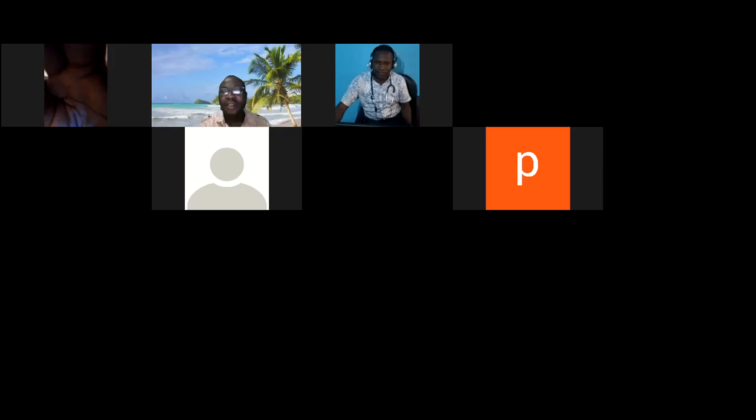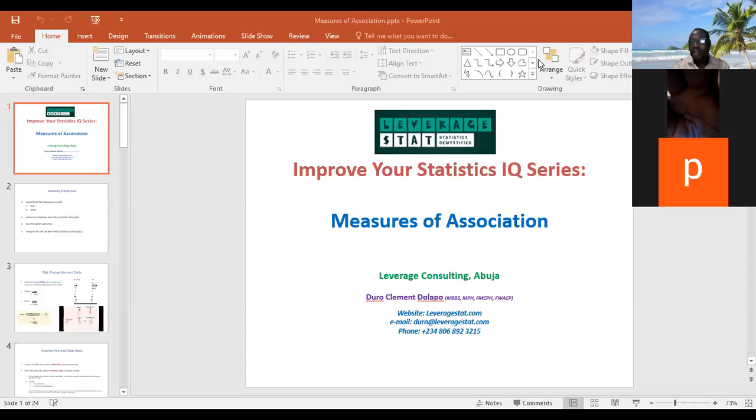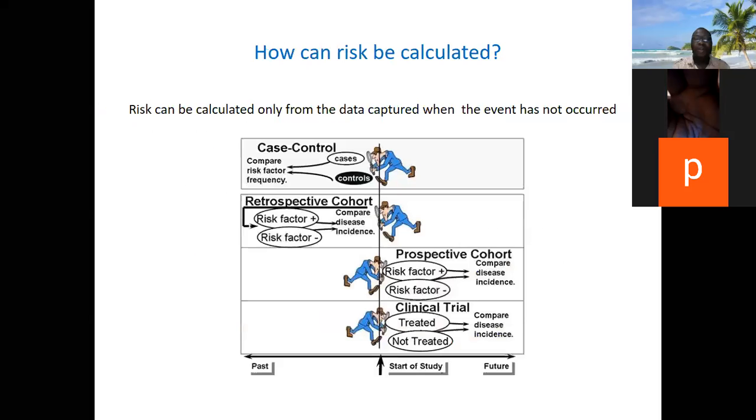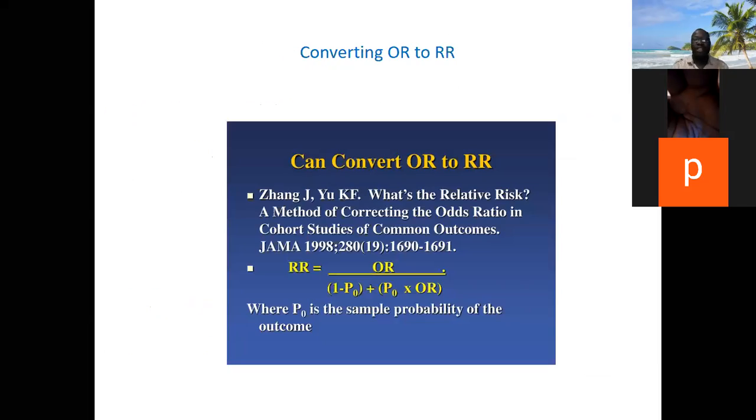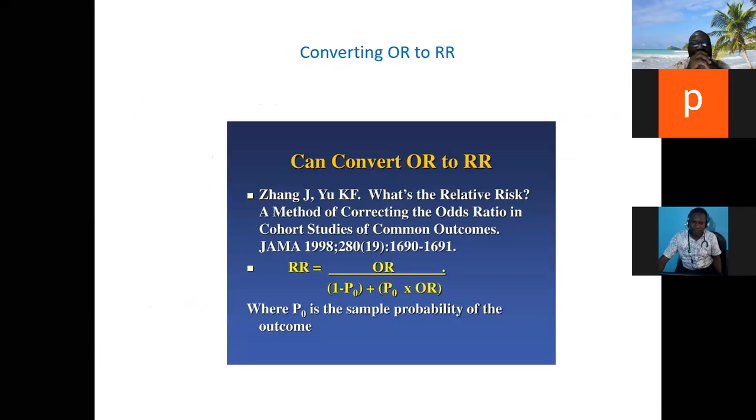That slide is a measure of association. Yes, this is it. Can the person see? To convert the odds ratio to relative risk, this is the formula. RR is equal to OR over 1 minus P0 plus P0 times OR, where P0 is the sample probability of the outcome. So very straightforward. You can convert it.